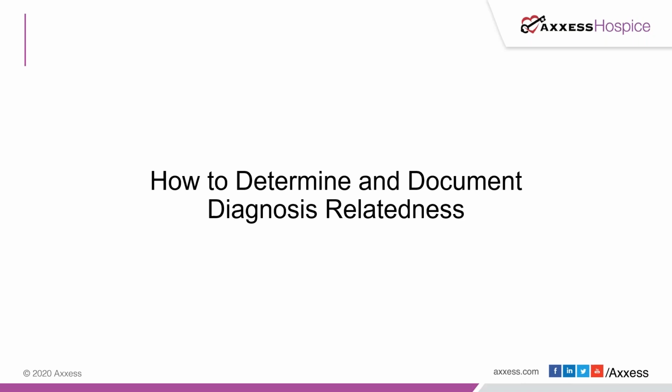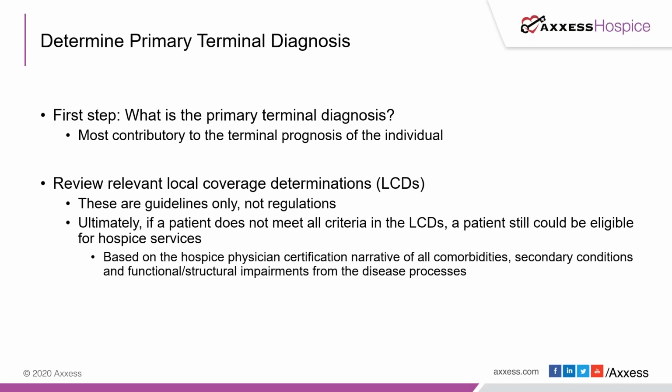So where do we start with coming up with what's covered and not covered? It's looking at the diagnosis relatedness. How do we determine that, and how do we document both relatedness as well as unrelatedness, which is the bigger challenge, determining the unrelatedness. So it always starts with finding your primary terminal diagnosis.